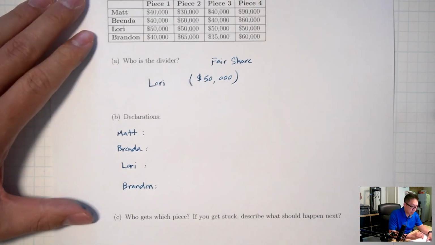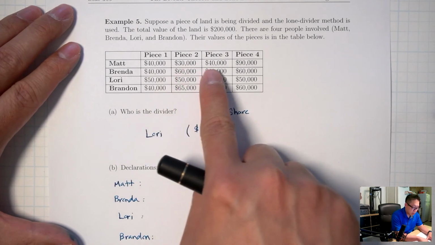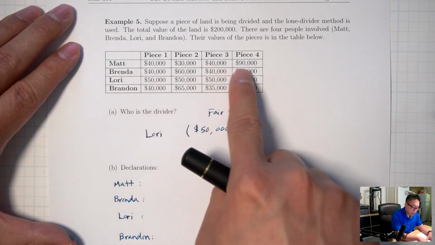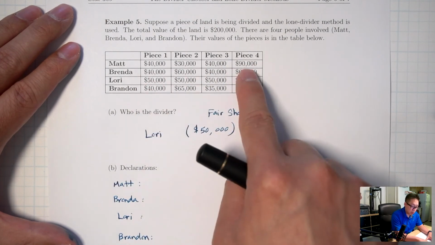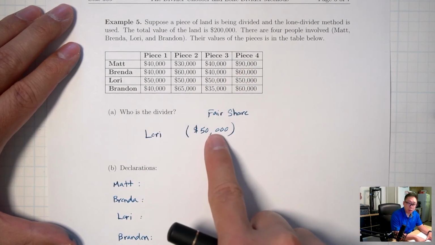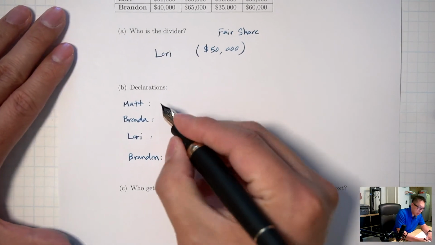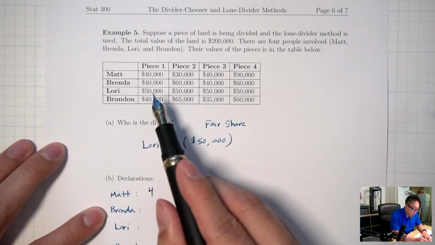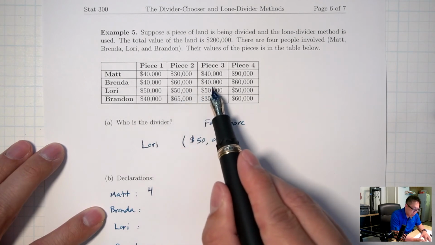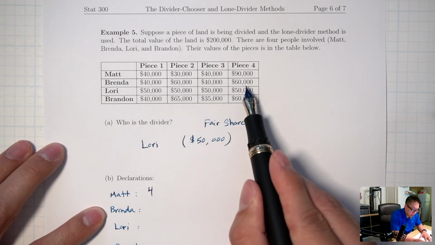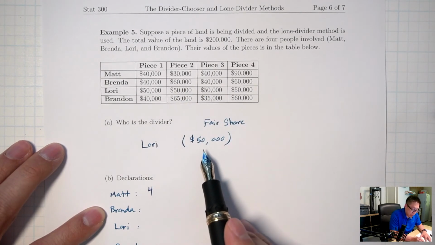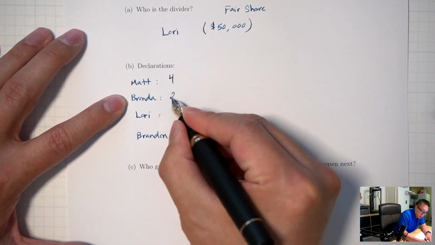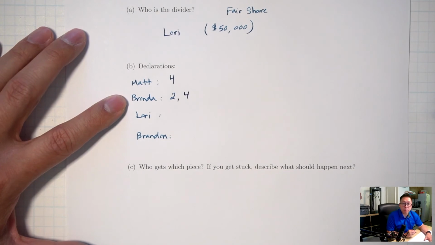Each person would accept any piece that is $50,000 or more in their eyes. For Matt, $40,000, $30,000, $40,000, $90,000. Matt would only accept the $90,000, right? That's the only one that is worth $50,000 or more. So Matt is only 4. Brenda, 40,000, 60,000, 40,000, 60,000. The only ones that are $50,000 or more would be piece 2 and piece 4. So she's going to accept 2 or 4.